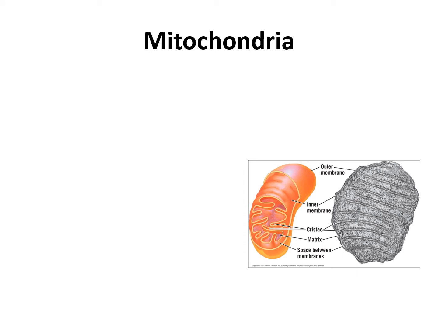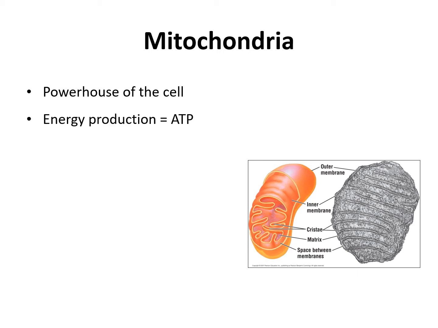The mitochondria is another organelle that is found in the cell. The mitochondria is often referred to as the powerhouse of the cell because its purpose is energy production, and that energy is in the form of ATP. The mitochondria is surrounded by a double membrane, an outer membrane and an inner membrane.